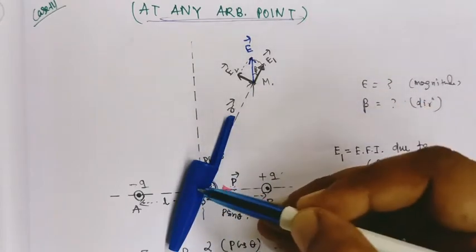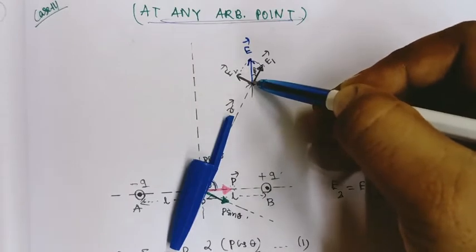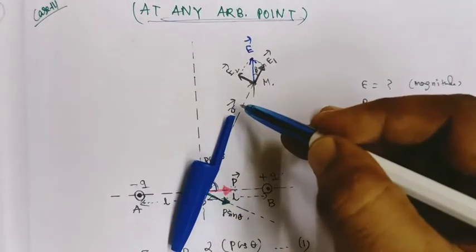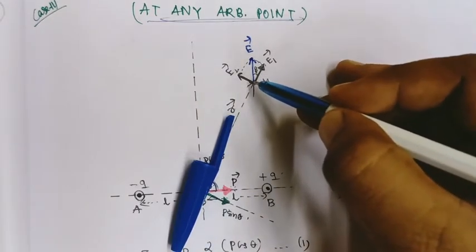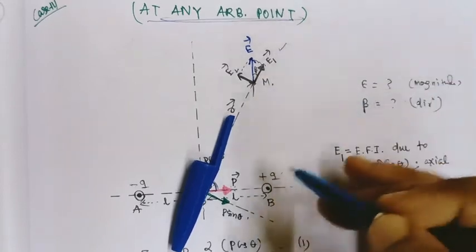Dipole moment and you are along the axis. Along the axis means you have to calculate intensity along the direction of dipole moment. This is case 1. So your intensity will be along the direction of dipole moment. That's why E1 vector is in this way.